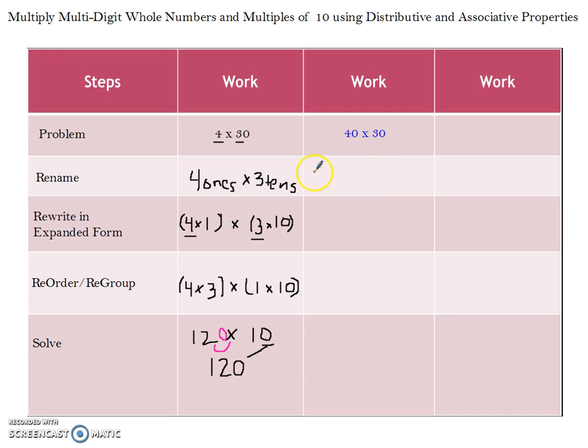The first step is you want to rename. For 40, I have 4, and it is in the tens column, so I have 4 tens, times 30, which is a 3 in the tens column, so 3 tens.